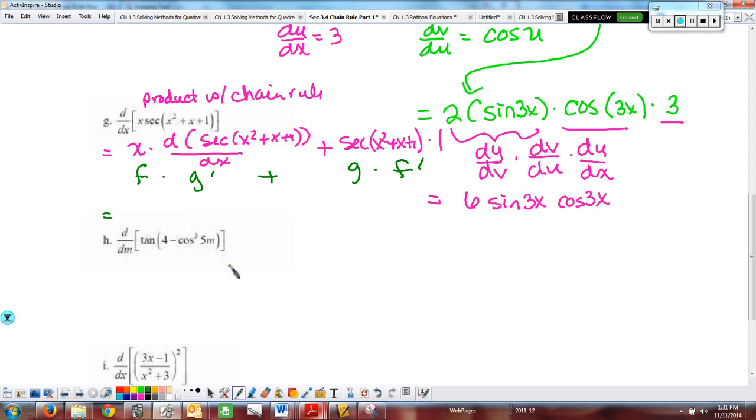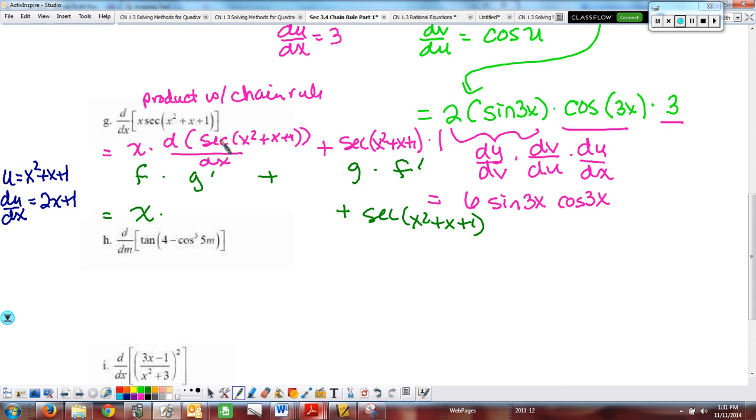Now that I have this filled in, I'm getting ready to do the derivative of this. Bring your x down, so we have that. Bring your secant of x squared plus x plus 1. So I'm just bringing these 2 parts down. Now I need to figure out this derivative. So over here on this side, I'm going to think to myself, my u in that problem is x squared plus x plus 1. My du/dx is 2x plus 1.